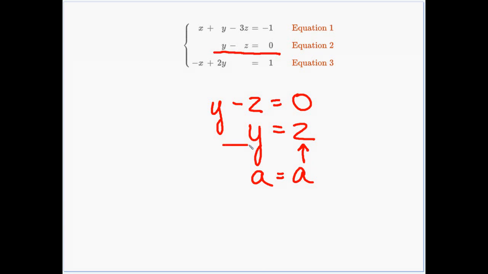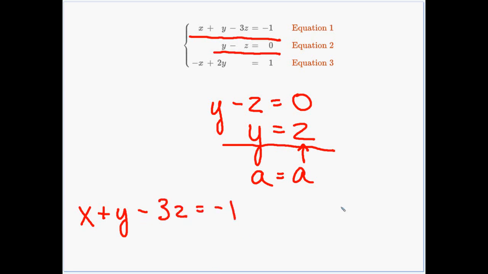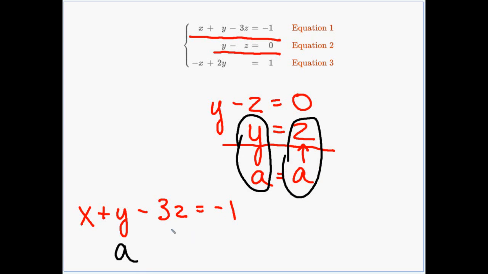We've got y, we've got z. So let's go back to equation number 1. And equation number 1, I'm just going to copy it right here. X plus y minus 3z is equal to negative 1. Well, we figured out y, we could just replace that with an a. Z can also be replaced with an a, so this will become minus 3a. So we get x plus a minus 3a equals negative 1.